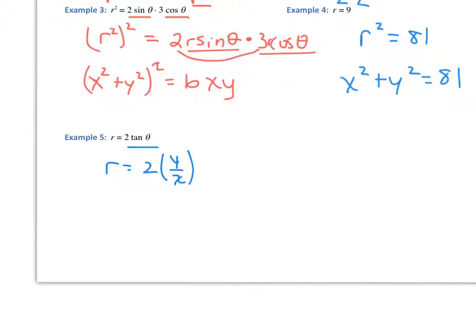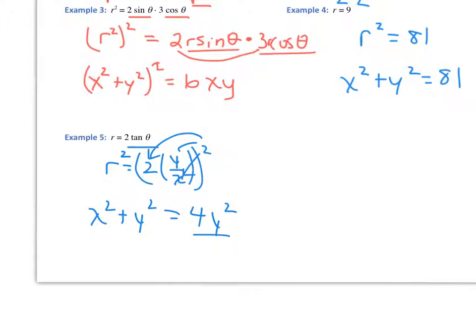Okay, so how about we just square both sides from the beginning, and then we don't have to do the square root thing. So we're going to use Lauren's idea. We're going to square both sides, okay? And now r squared becomes x squared plus y squared. And when I square this, 2 squared becomes 4, y squared becomes y squared, x squared becomes x squared. And then now we don't have a square root.